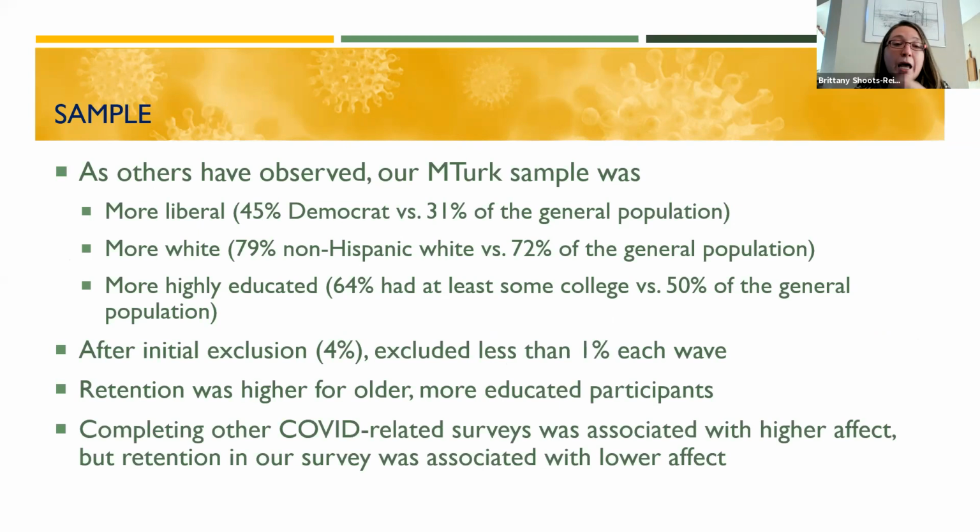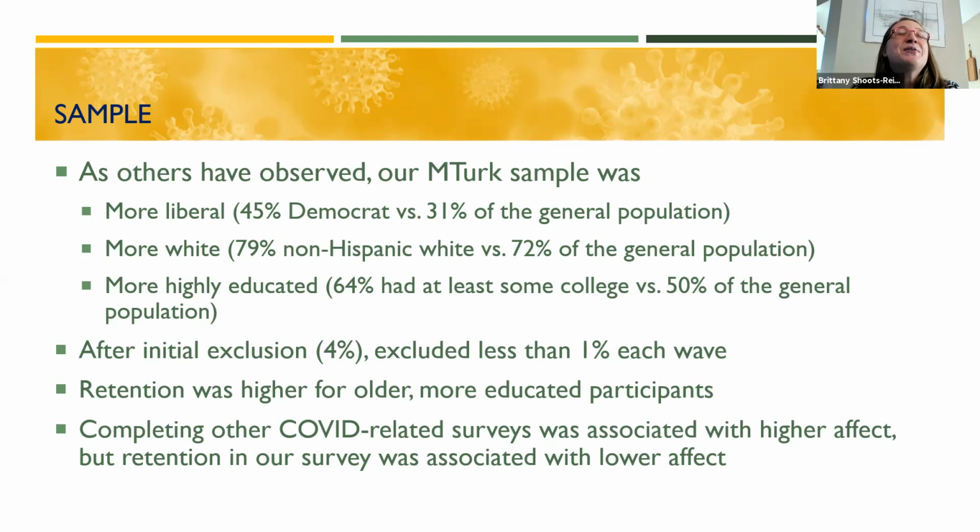So the sample that we recruited was more liberal, more white, and more highly educated than the general population, as others have found. Our recruitment efforts were pretty successful. We only needed to exclude 4% of our baseline data, and that's pretty typical for what we find in our longitudinal panels. And then after that initial exclusion, we really only excluded less than 1% of each successive wave. Retention was higher for older, more educated participants.